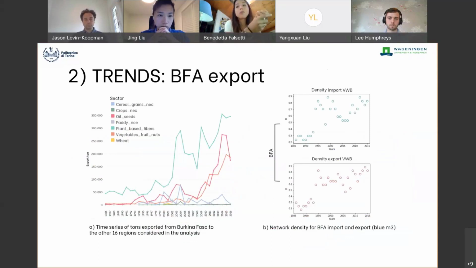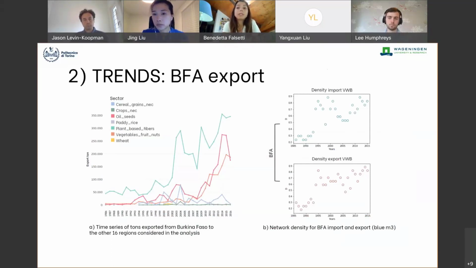Of course, the virtual water trade also depends on the tons of products exchanged. So in this picture on the left, we can see the historical trend of the export from Burkina Faso to the other 16 regions analyzed in terms of tons. And we can see how the trends continue to grow until 2016 in terms of quantity exported.